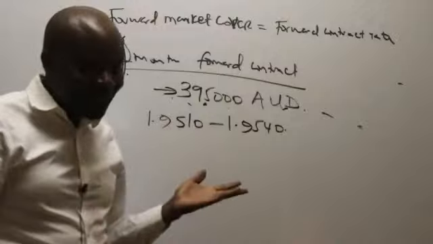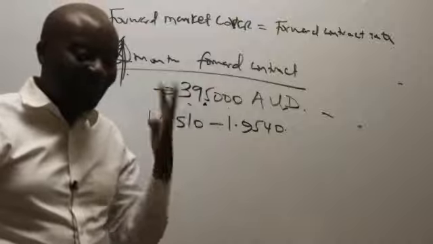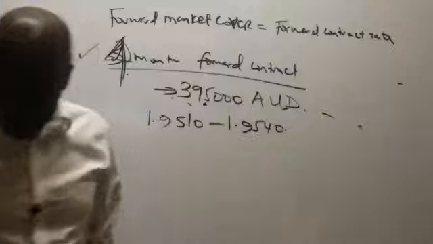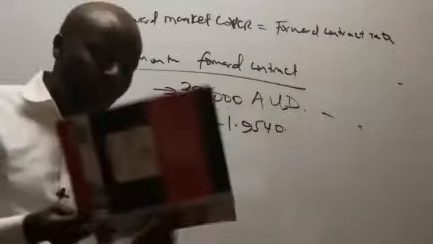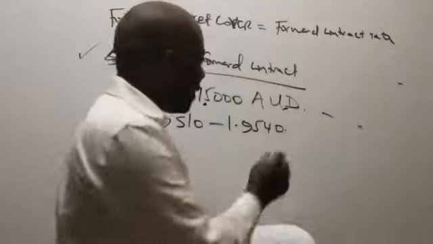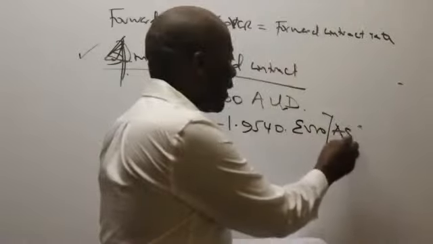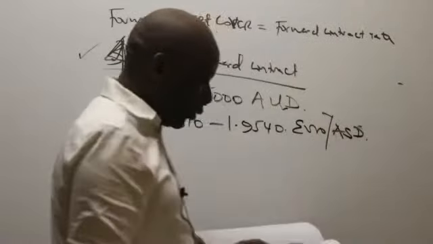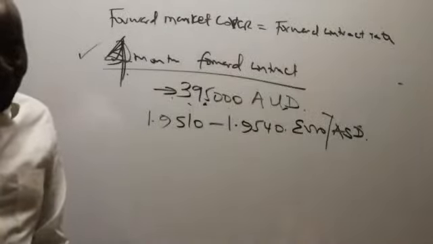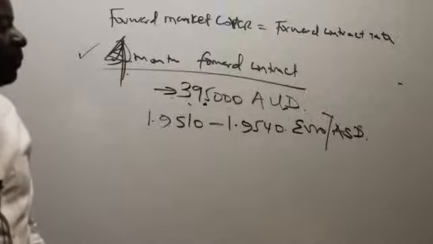Kuna 3 months, na kuna 4 months. So in your 4 months. Now, here 4 months wamesema it is what to what. It is euro per Australian dollar. Euro per Australian dollar. Thank you very much.